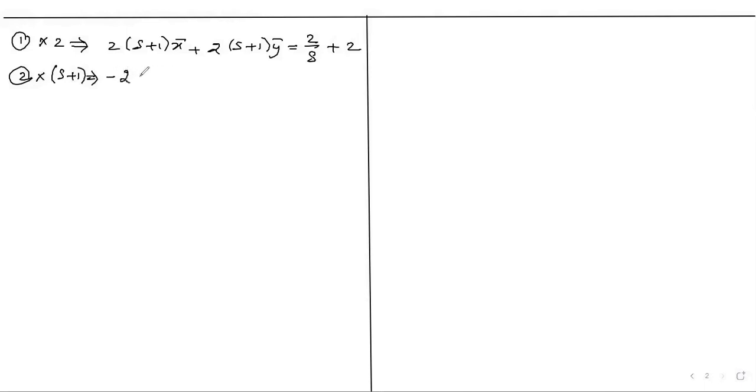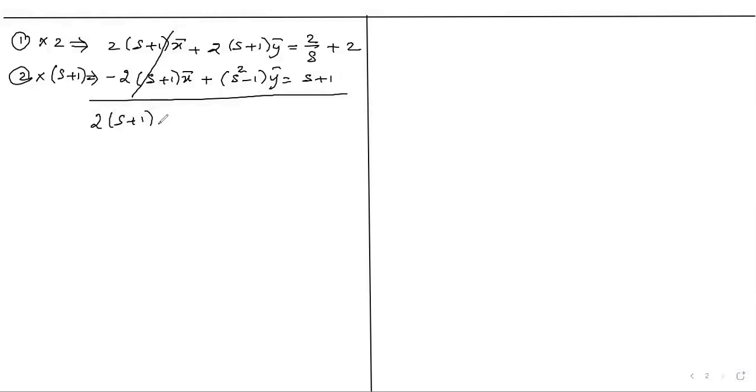So minus 2 times s plus 1 x bar will be there, and plus, since we are having s minus 1 y bar in the second equation, it becomes s square minus 1. I'm just applying the format a plus b times a minus b equals a square minus b square. So y bar equals, and here 1 is the right hand side, so it is also multiplied by s plus 1. Now just cancel which is common. See, x bar is common, we can cancel it. And what about the y bar? It becomes 2 times s plus 1 plus s square minus 1 will be there.